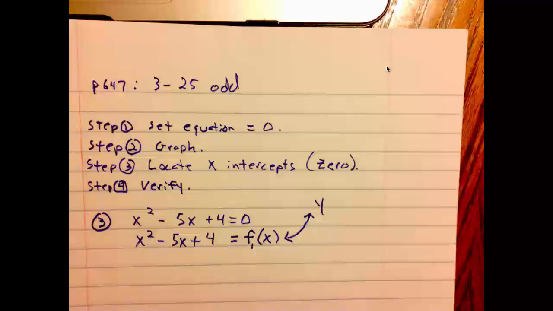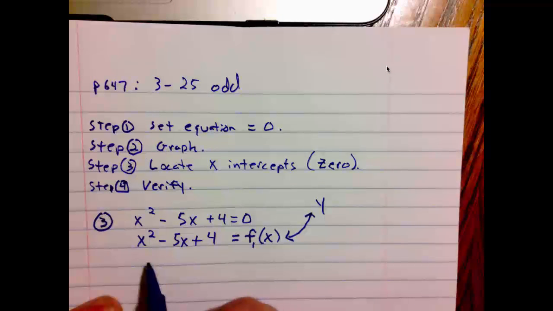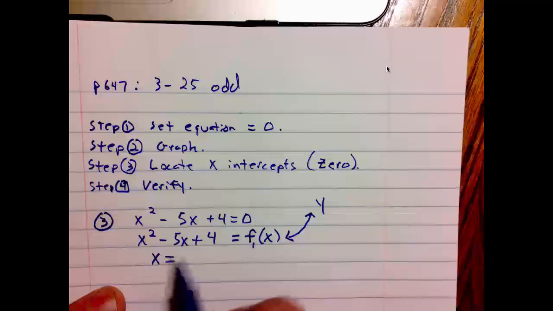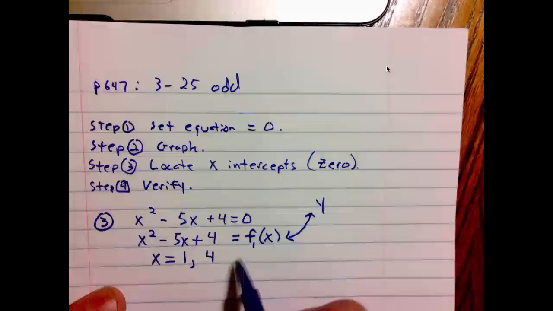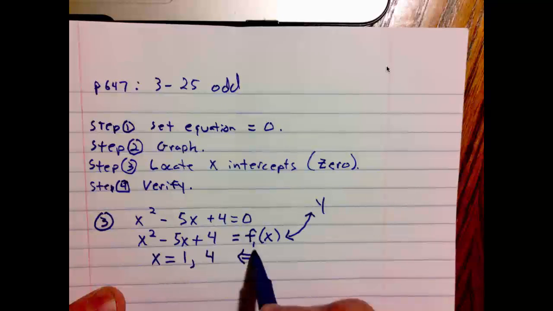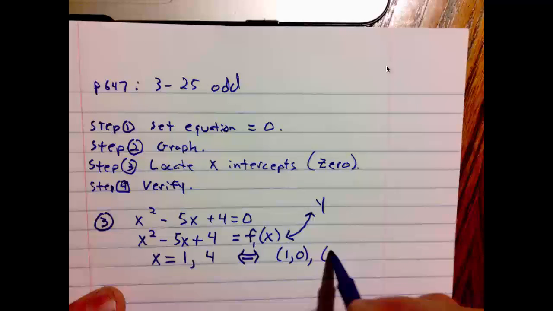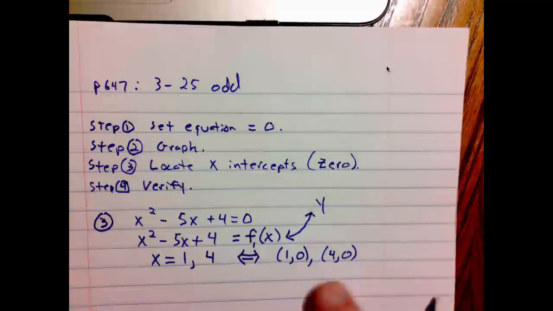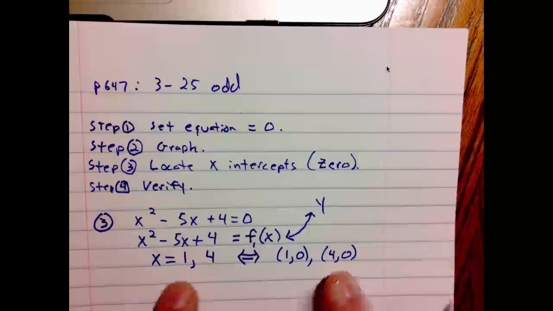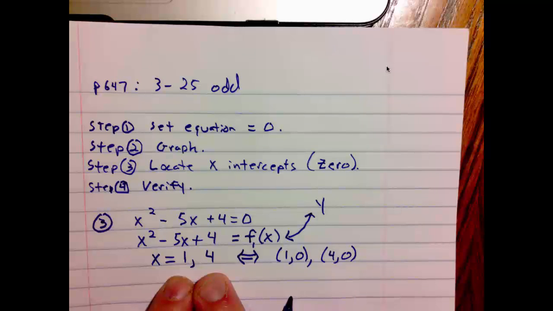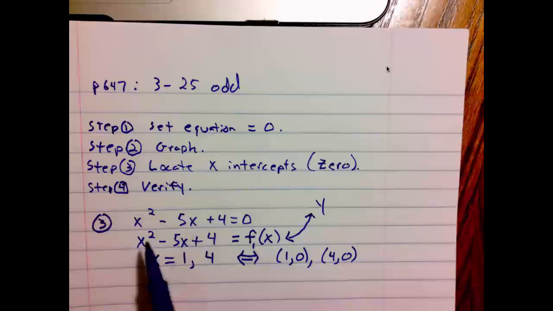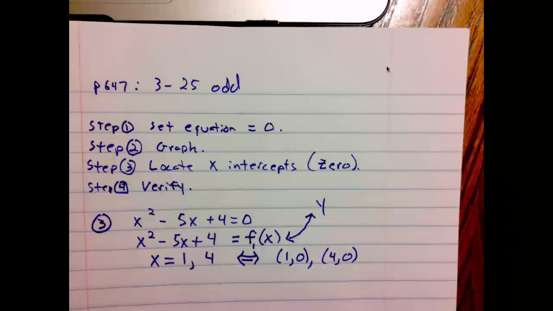So we have just found the x-intercepts. They are x equals 1, 4. This is another way to say 1 pairs with 0 and 4 pairs with 0. Alright. In this case, we're only interested in the x values of the x-intercepts because these are the solutions to this equation. Last step, we're going to verify.